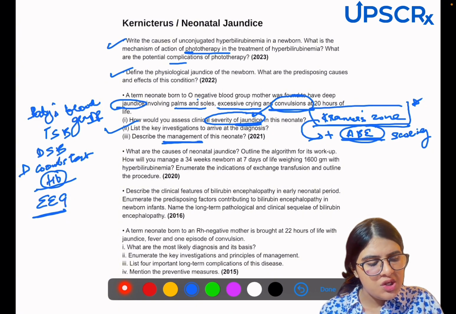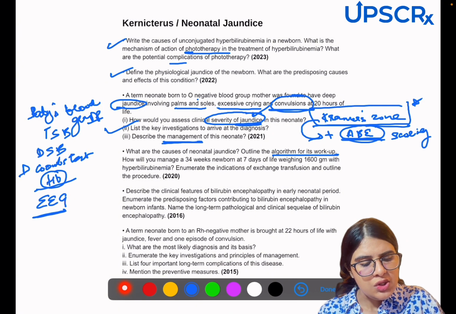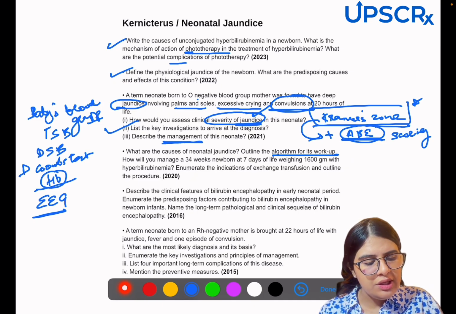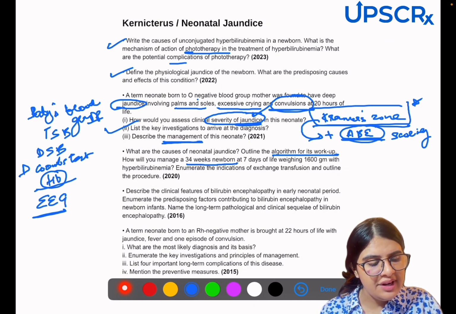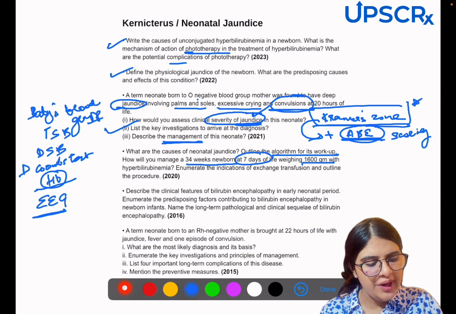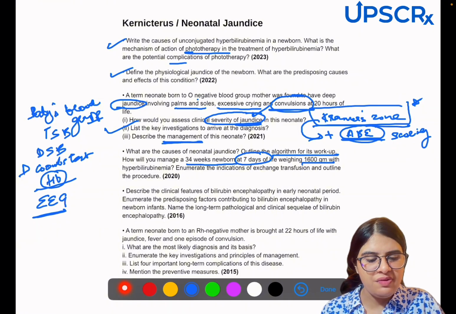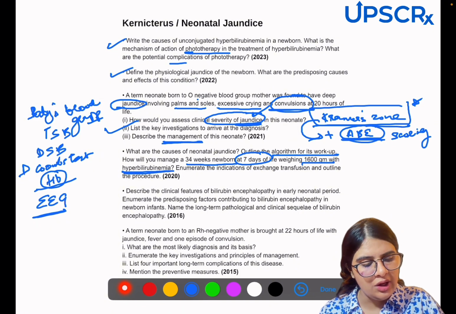Causes of neonatal jaundice, we've seen. Algorithm for workup, you can write, right? So how will you manage a 34-week newborn at 7 days of life having 1.6 kg of weight? Meaning, baby is underweight, right? Less than 2.5 kg means the baby is low birth weight, and the baby is preterm also. 34 weeks, preterm baby. At 7 days of life, weight is 1.6 kg. Hyperbilirubinemia. Okay. So what will the management be?